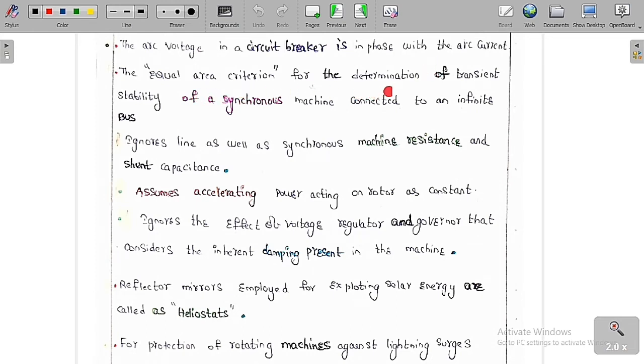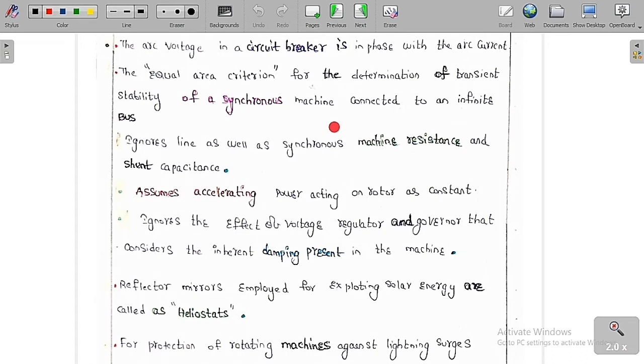The equilibrium criteria for determination of transient stability of a synchronous machine connected to an infinite bus. Basically, this equilibrium criteria is going to determine the transient stability of a synchronous machine whenever it is connected to an infinite bus. I've already told you, transient stability means whatever studies you do in the first swing of the power system are said to be transient studies. This equal area criteria finds the transient stability of a synchronous machine connected to an infinite bus.